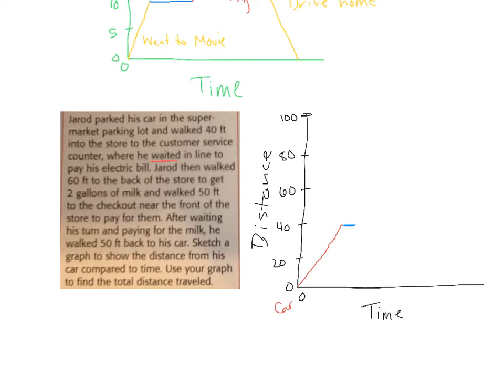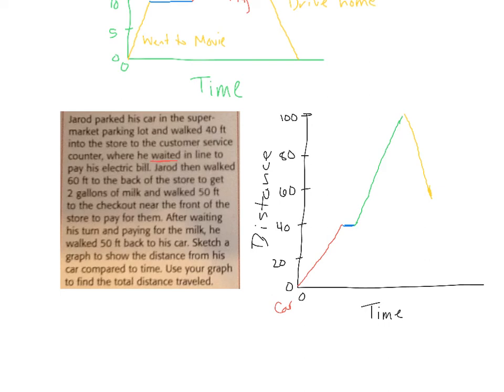car. And then he went to the back of the store, which was 60 feet. So from 40 feet, he went 60 more feet. 40 plus 60 is 100. So as time went on, he got further away from his car. Then it says that he walked 50 feet to the checkout near the front. So 100 minus 50, because we're getting closer to his car, is 50. So he walked here, and now we're at the checkout line.